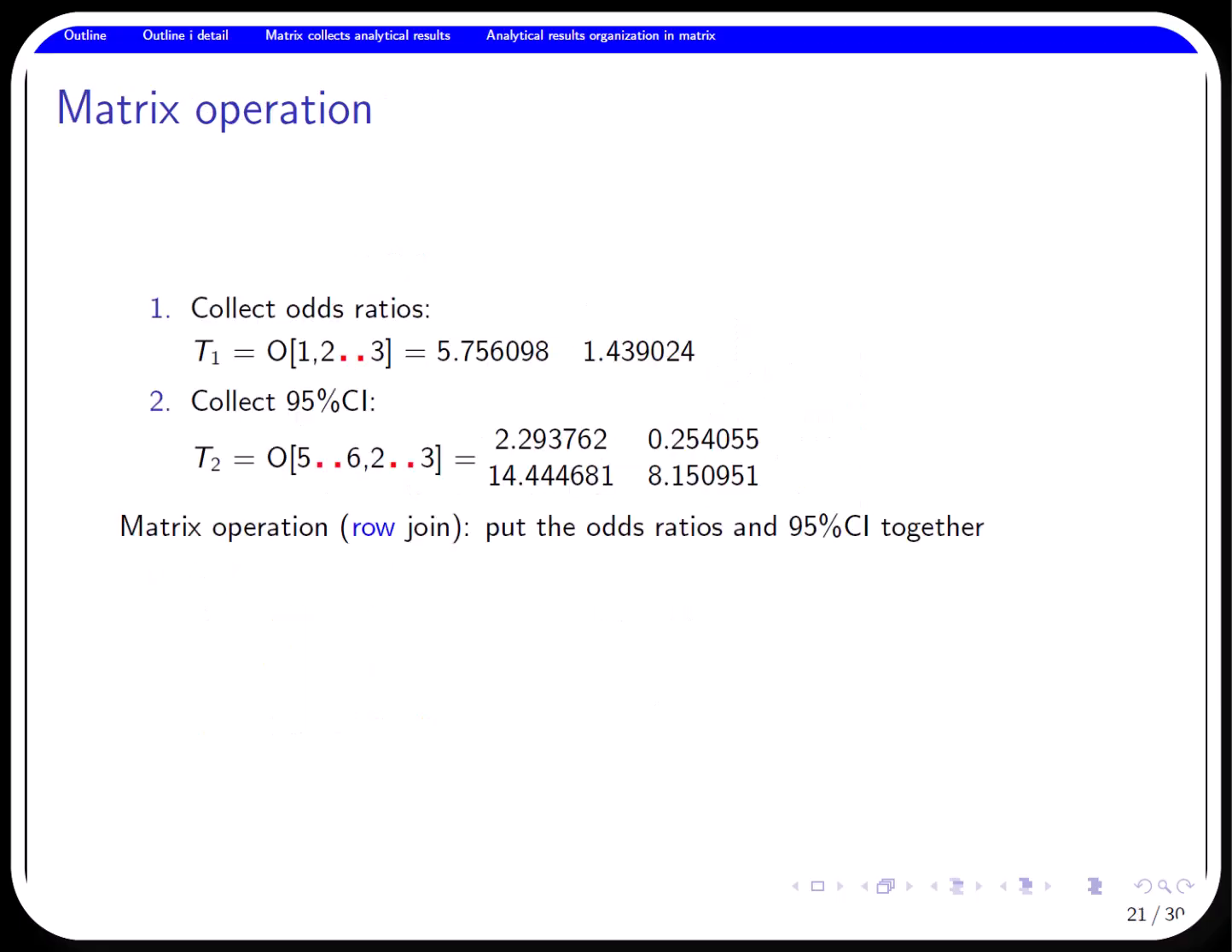Matrix operation. Row join. Put the odds ratio and the 95% confidence interval together. We simply write T1 \ T2.